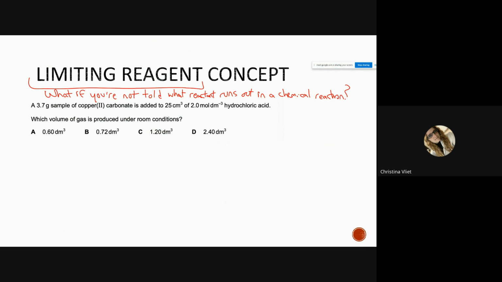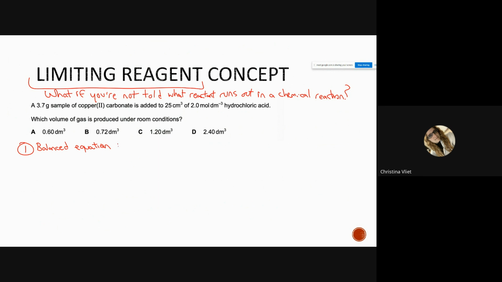The water. Do we even know what's made here? Nope. Did we figure that out? Yes. Step 1. We need a balanced equation. They didn't give you one. Hashtag rude. So what's our balanced equation here?